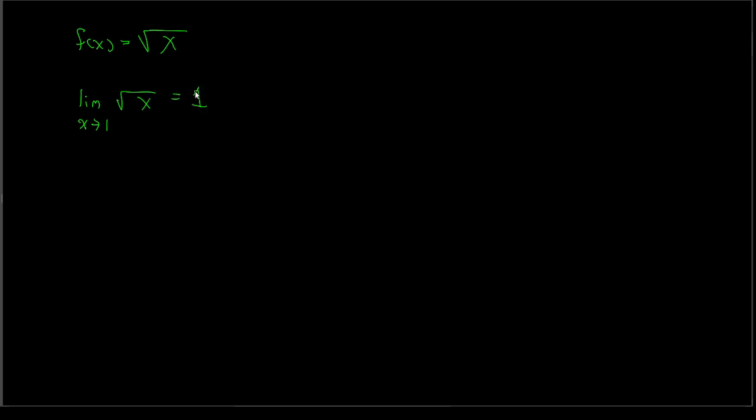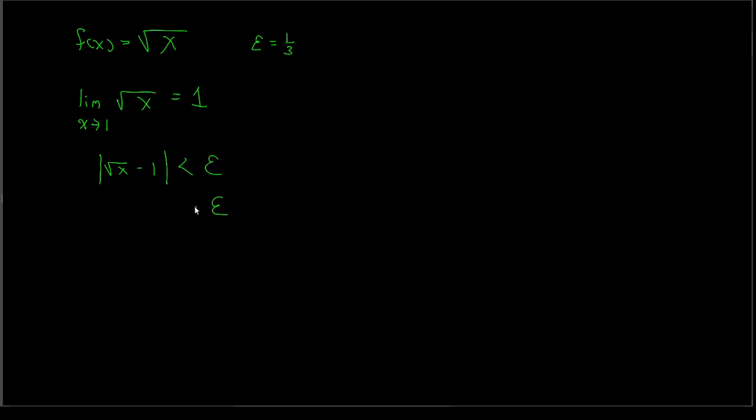Now what we want to do is, given a particular epsilon, which our epsilon is going to be 1/3, what's going to be the delta? So with an epsilon of 1/3, we're going to use our delta epsilon process. We're going to take the square root of x minus 1 is less than epsilon.